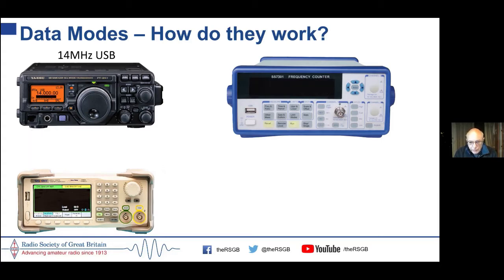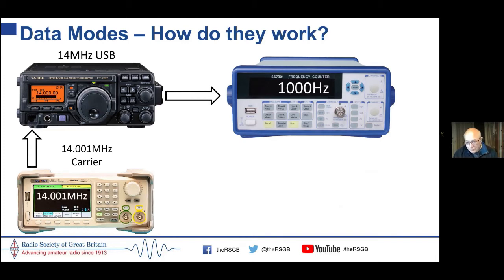So let's look at it the other way around. Let's inject a carrier frequency of 14.001 megahertz into the aerial socket of our receiver. And what comes out? 1 kilohertz. You can see the story coming again. Put in 14.002, and 2 kilohertz comes out.